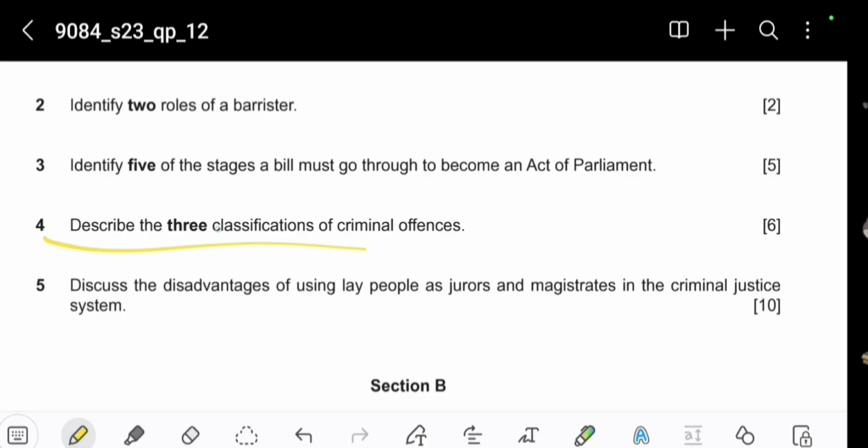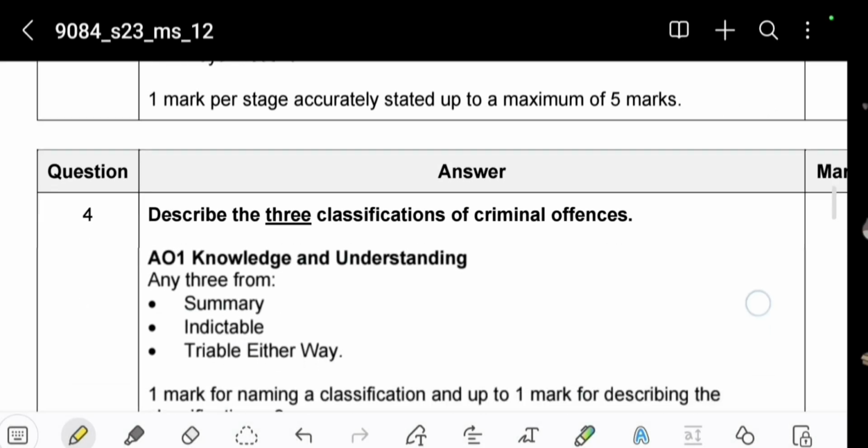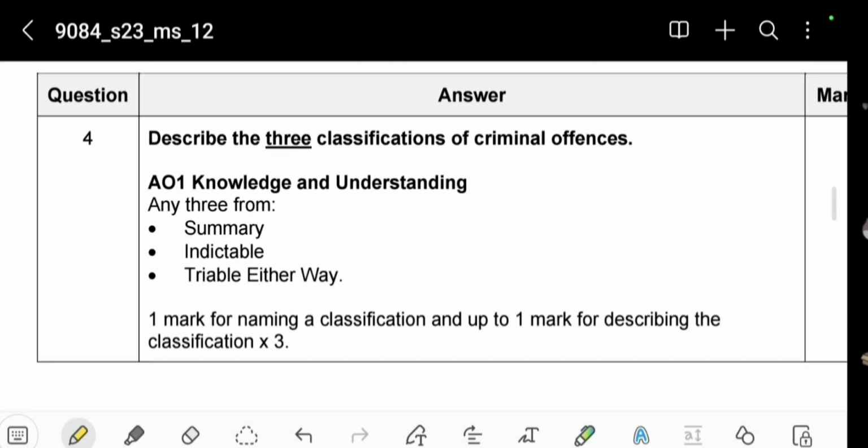The fourth one is: describe the 3 classifications of criminal offenses. So here they're asking you to describe 3 classifications of criminal offenses. We all know the 3 offenses, but I'm going to explain that answer. Before going to my answer, we will see the marking scheme of this 4th question. Here we have the 4th question down here. So in this 4th question, what are those characteristics? The first one is summary offense, the second one is indictable offense, and the third is either way offense.